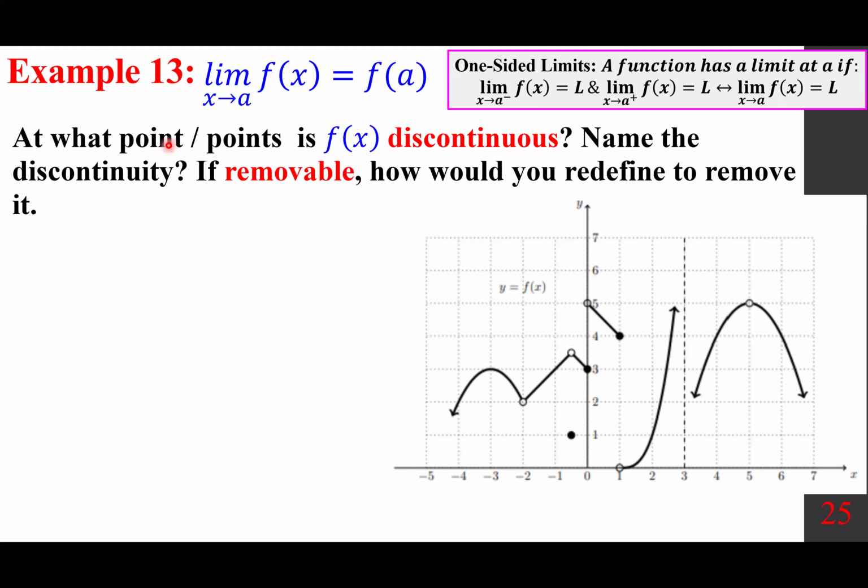Here's the graph. At what point or points is the function f of x discontinuous? Name the discontinuity. If removable, how would you redefine to remove it? How would you fix it? So let's look at the discontinuities. And again, class, I'm reminding you of the definition of a one-sided limit. A function has a limit if the limit on the left and right are identical. That's really the bottom line, pretty straightforward, everybody.